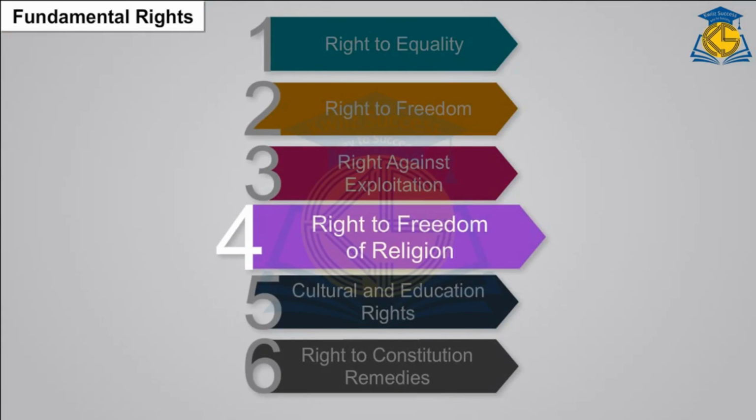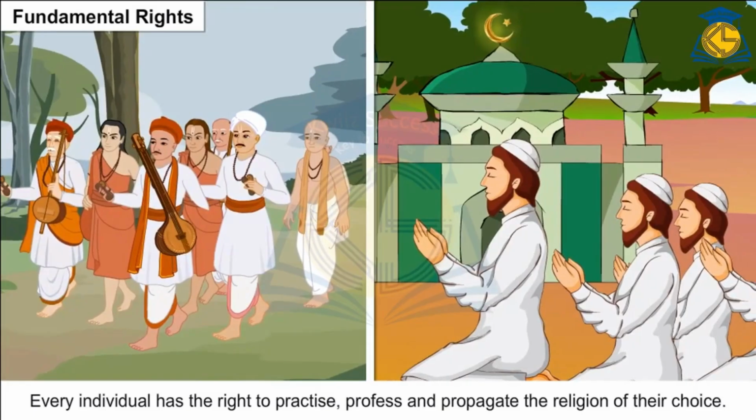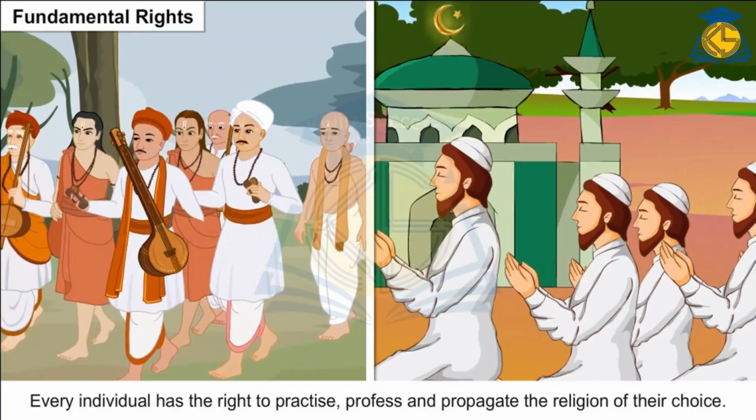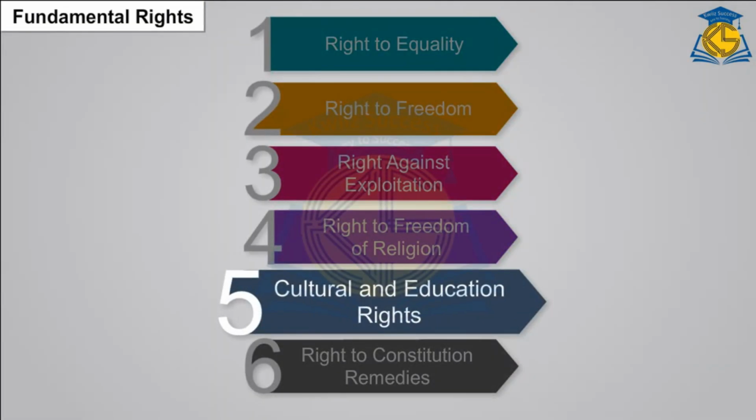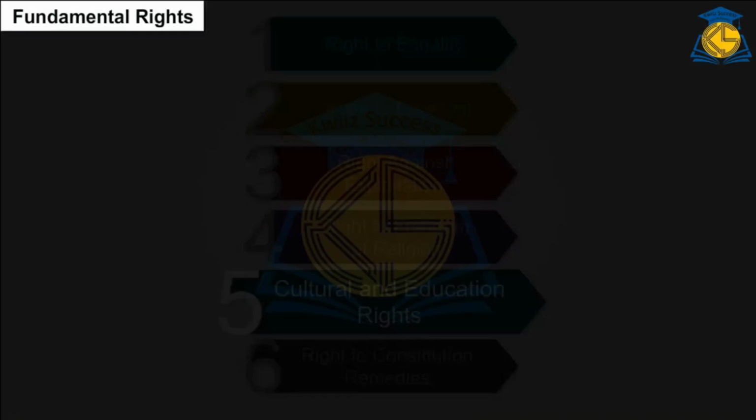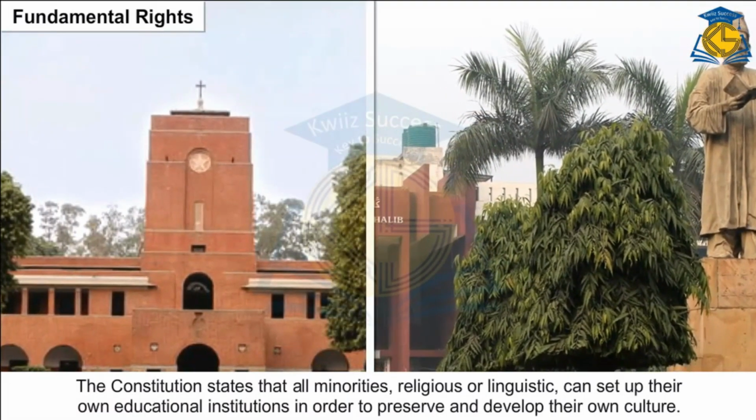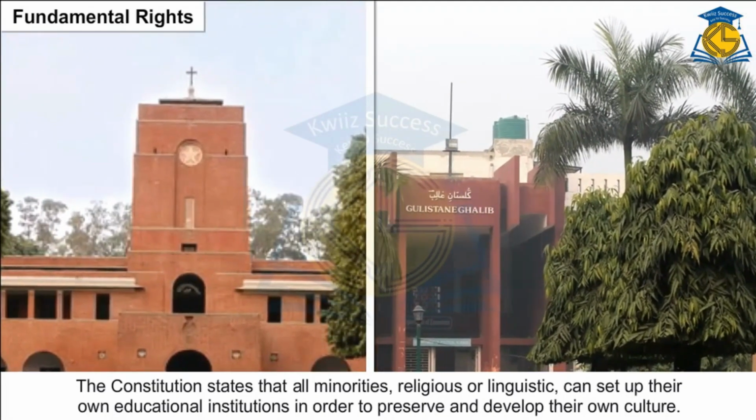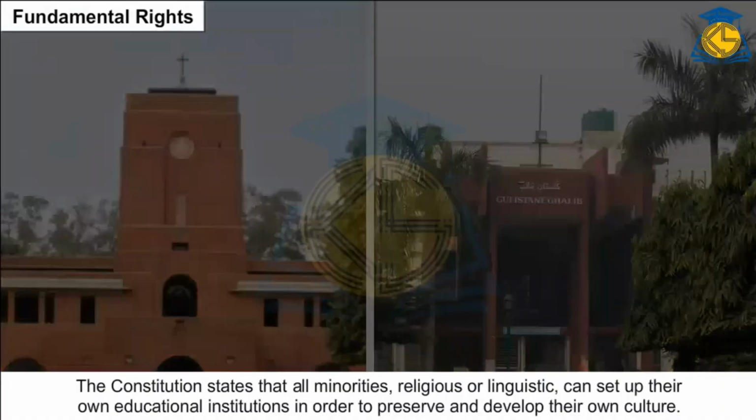4. Right to freedom of religion. Every individual has the right to practice, profess, and propagate the religion of their choice. 5. Cultural and educational rights. The Constitution states that all minorities, religious or linguistic, can set up their own educational institutions in order to preserve and develop their own culture.